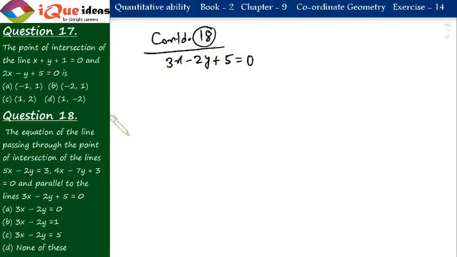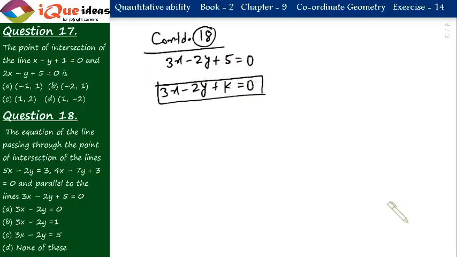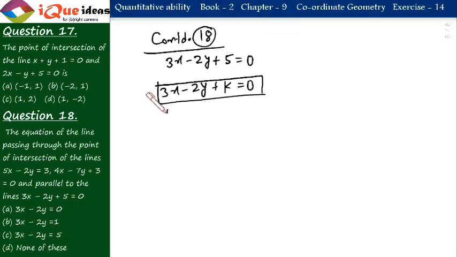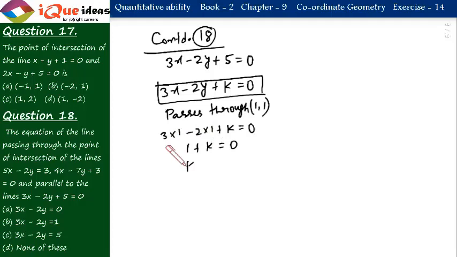So the line parallel to this equation would be 3x minus 2y plus k equal to 0, right? And it passes through the previous point of intersection that we had calculated, x equal to 1 and y equal to 1, right? So it passes through 1, 1. So if you put 1, 1 in place of x and y, you will get 3 into 1 minus 2 into 1 plus k equal to 0. Now 3 minus 2 is 1 plus k equal to 0. So k is equal to minus 1.